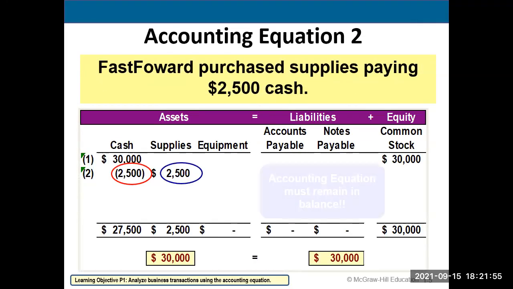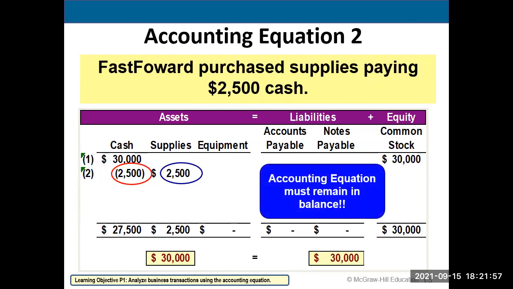We'll see cash going down by $2,500. You'll see that that's in parentheses. In accounting, we sometimes put things in parentheses instead of using a negative in front of it, but it means the same thing. So a negative 2,500 can be represented by 2,500 in parentheses. So cash goes down, supplies goes up. So assets stay the same at 30,000, and then the liabilities plus equity stays at 30,000.